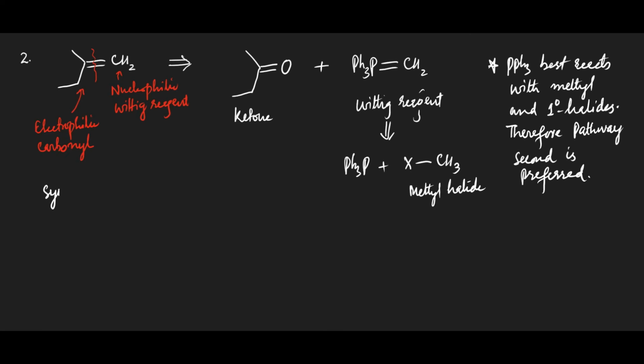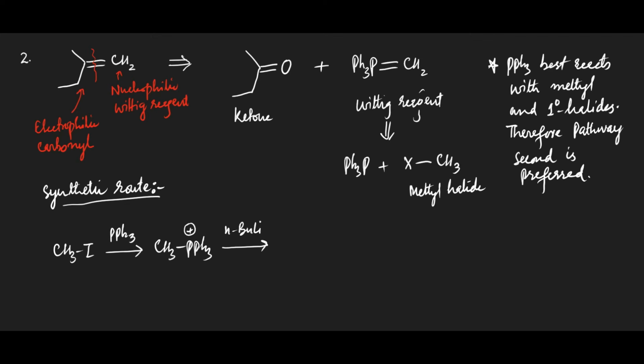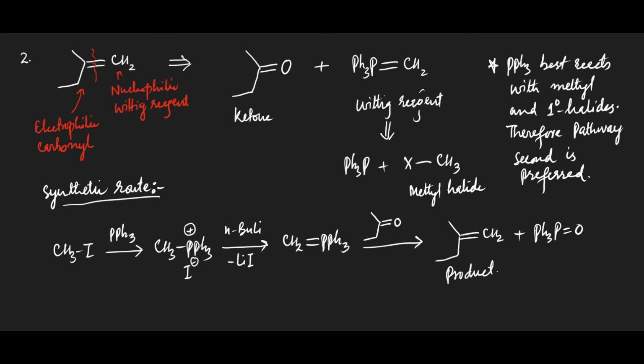Thus, the best synthetic pathway for this alkene via Wittig reaction can be shown as follows. Methyl halide should be treated with PPh3 to form triphenylphosphonium methyl halide. This, upon treatment with n-butyllithium base, deprotonates the methyl to form a Wittig reagent. This can then be treated with this appropriate ketone to form the desired alkene.